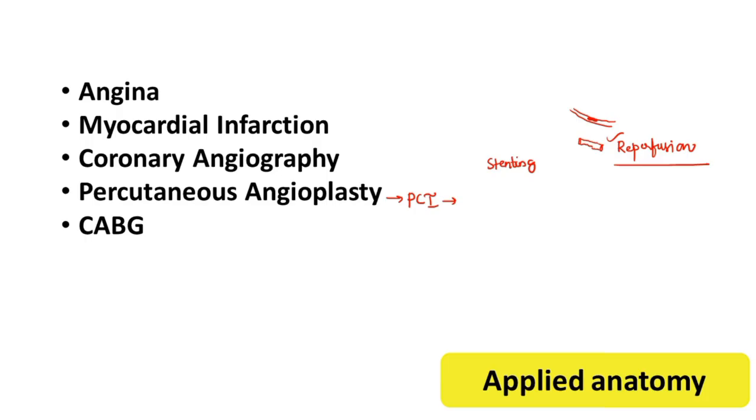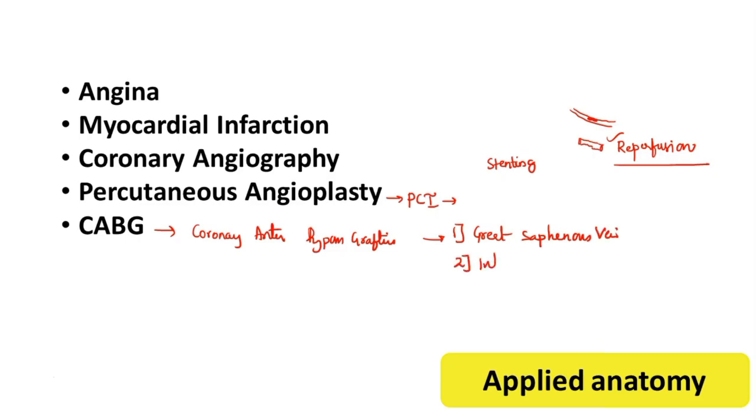Similarly, if the problem can't be handled with PCI, we can resort to a procedure known as coronary artery bypass grafting. So what is this procedure? Here, instead of using an artificial stent, we replace the stenosed vessel with a bypass graft. And what are the two major blood vessels which act as a graft? One is the great saphenous vein, which is commonly used as a graft. The other is the internal thoracic artery. So these are the two blood vessels which act as grafts.